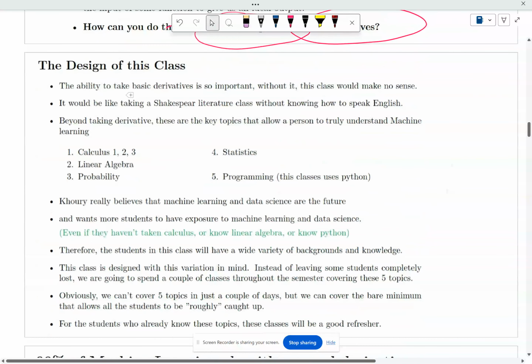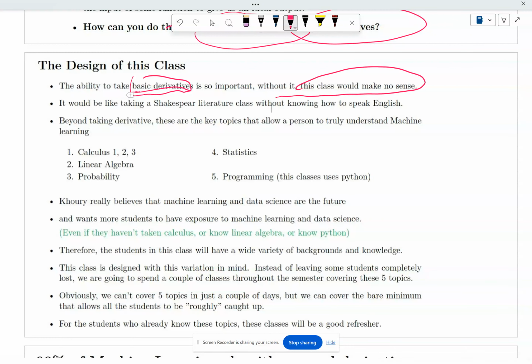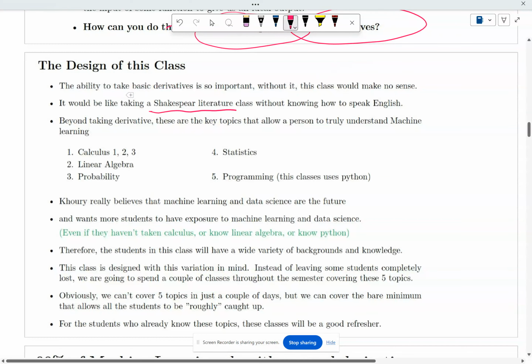But beyond just knowing how to do derivatives, the basic derivatives are important, but there are many other things that are important, right? Derivative is just the most fundamental thing. You really need to know basic calculus, right? If you don't know how to take derivatives, this whole class would essentially make no sense. It would be like taking a Shakespeare literature class and you don't even speak English. That's how important it is.